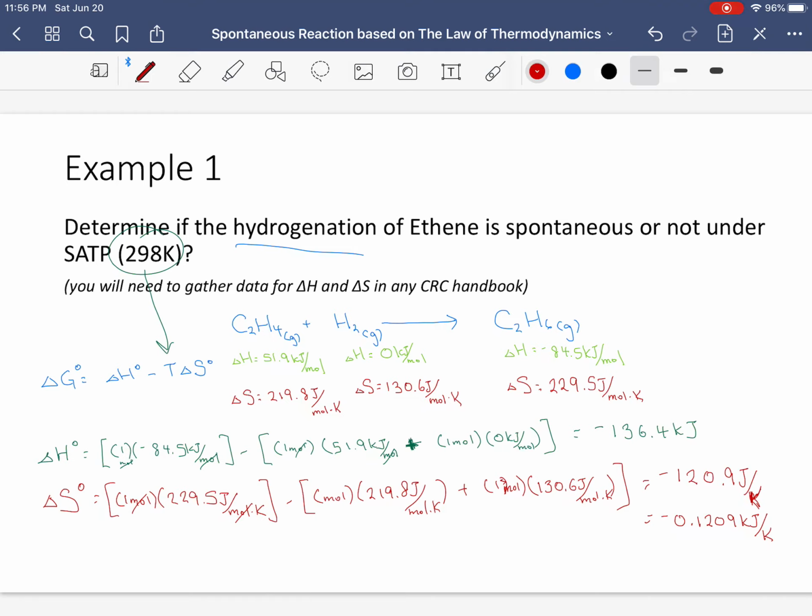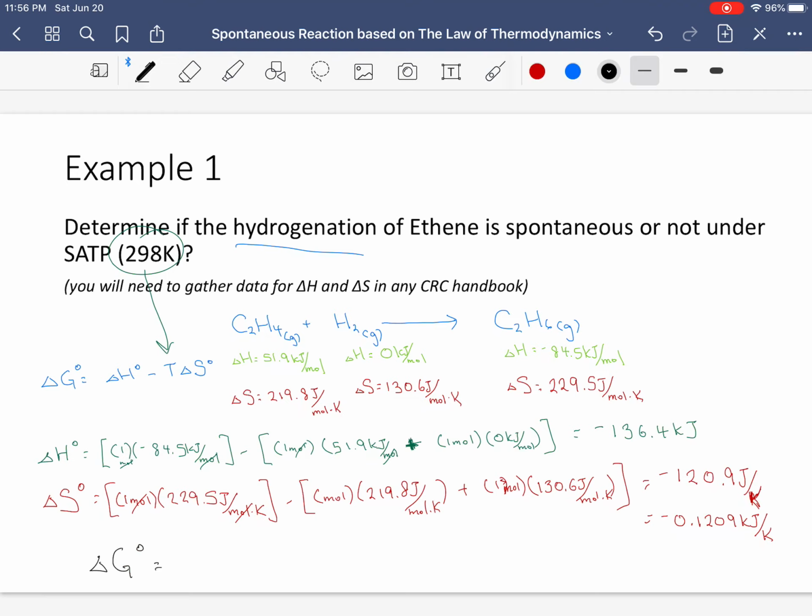Don't forget that, because a lot of people on tests forget about this. Maybe under a lot of pressure they don't remember that these are not in the same unit. But they're not. The CRC handbook measures entropy in joules and enthalpy in kilojoules. I'm not sure why they do that, but they really should keep it the same. Okay, enough of that. Let's do delta G.